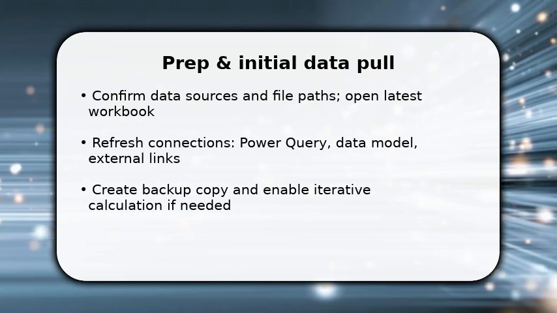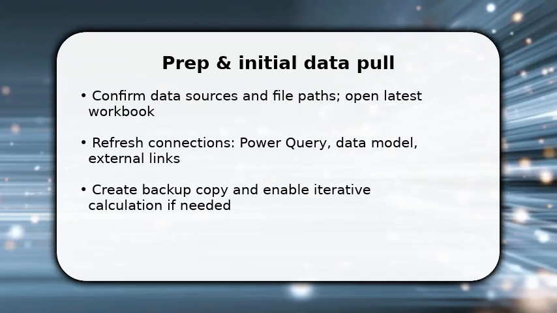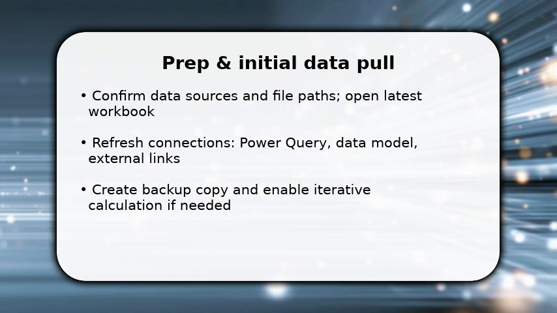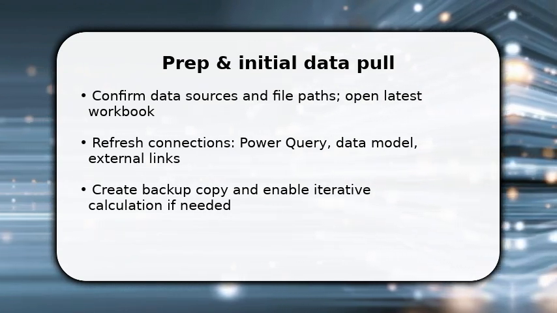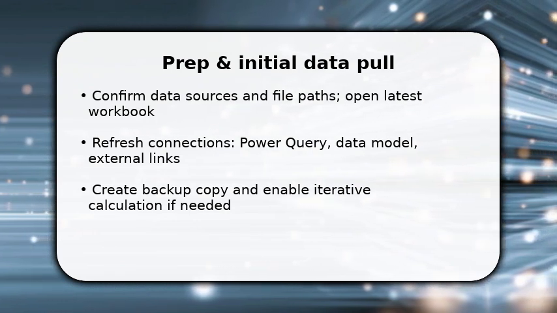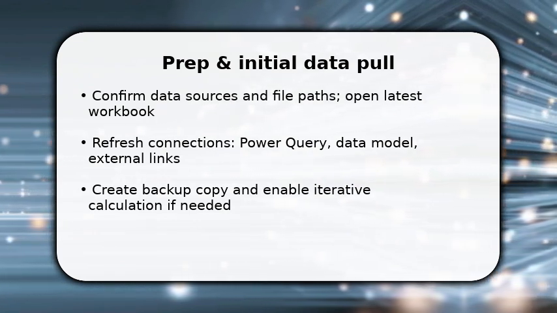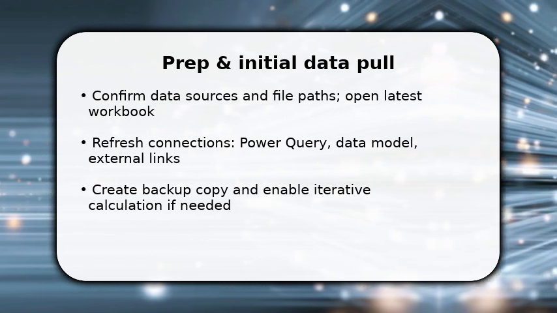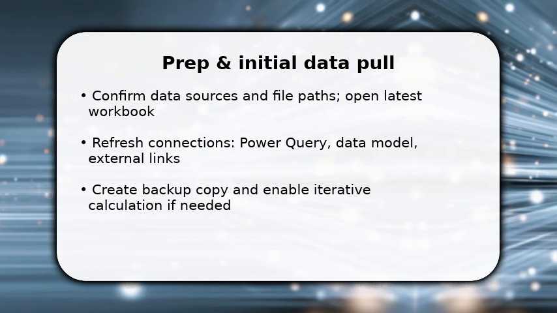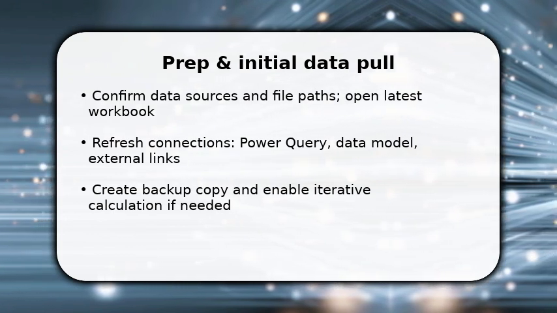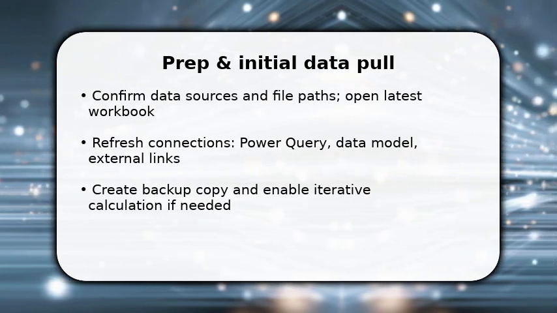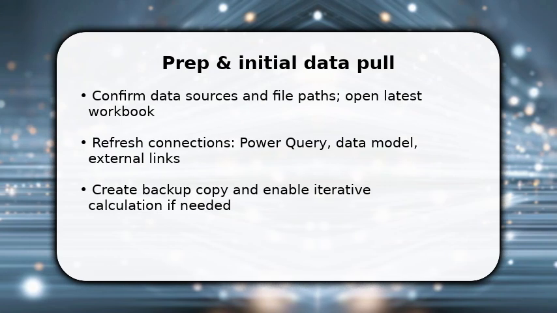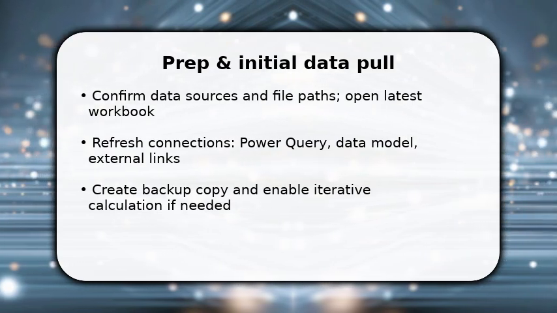Enjoy the video. You begin by securing the workbook and pulling fresh data. Open the file and immediately refresh Power Query and any external connections so you work with current numbers. Make a backup copy to avoid irreversible changes and enable calculation options you need. For example, iterative calculation for circular logic. Once done, inspect the data model relationships and sample a few key tables so you know where values come from and can plan the update steps that follow.